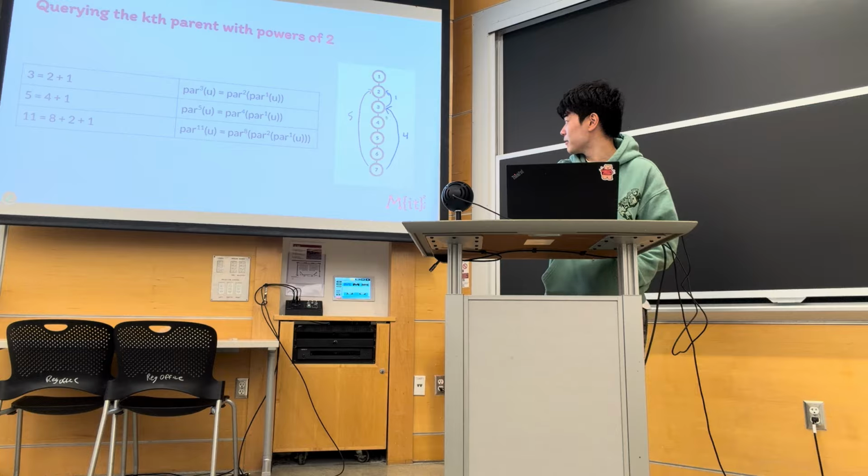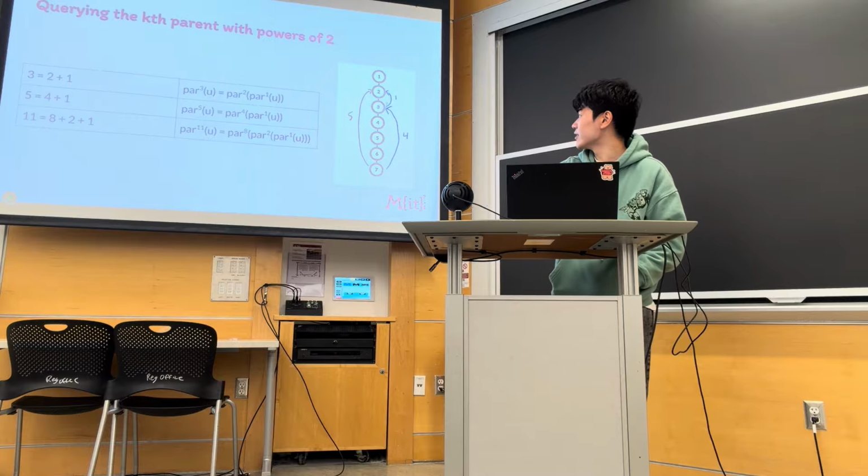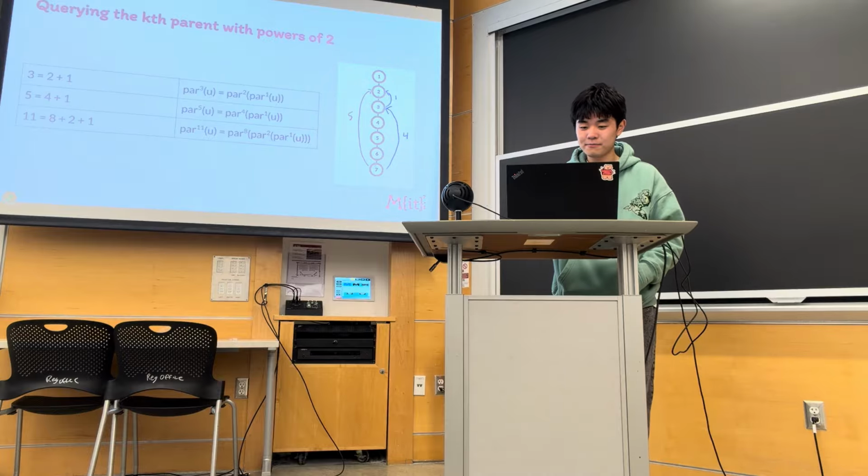And here's an example. The fourth parent of 7 is 3, and the parent of 3 is 2. So the fifth parent of 7 is 2.